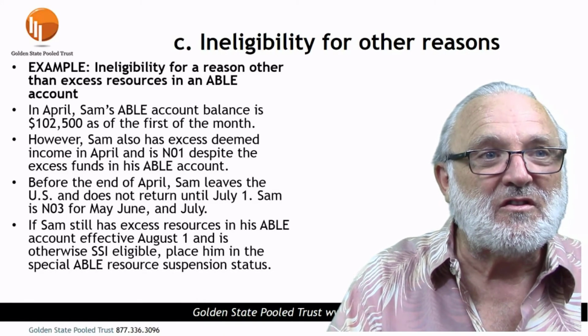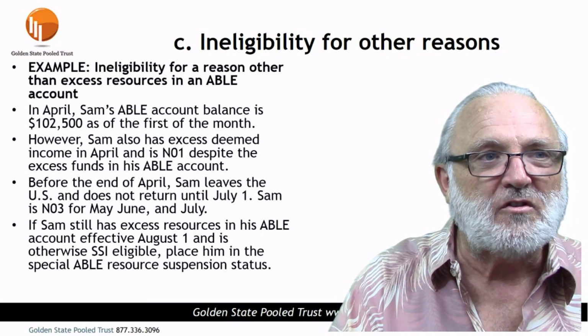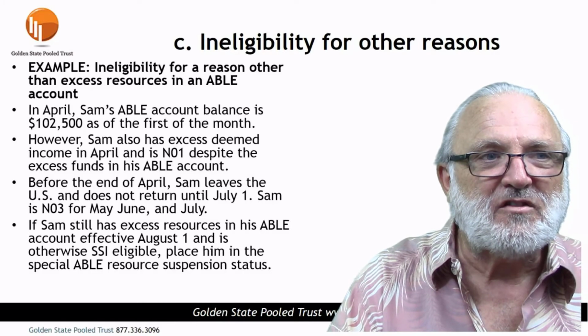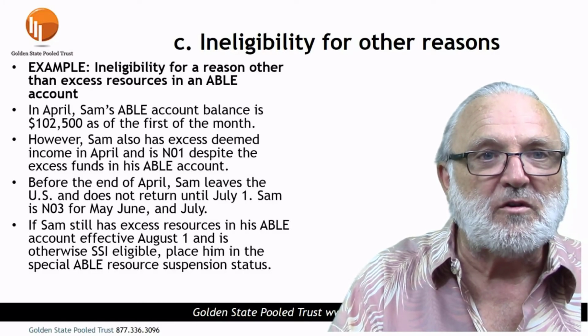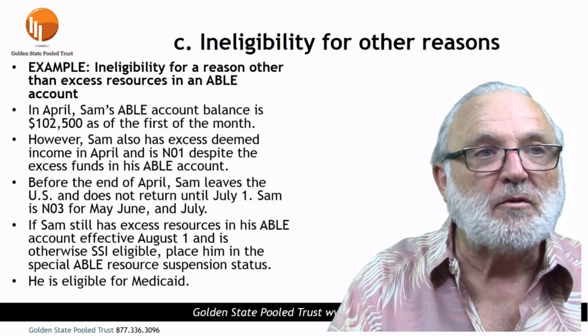If Sam still has excess resources in the ABLE account effective August 1st and is otherwise eligible for SSI, place him on the special ABLE resource suspension status. And he is eligible for Medicaid.